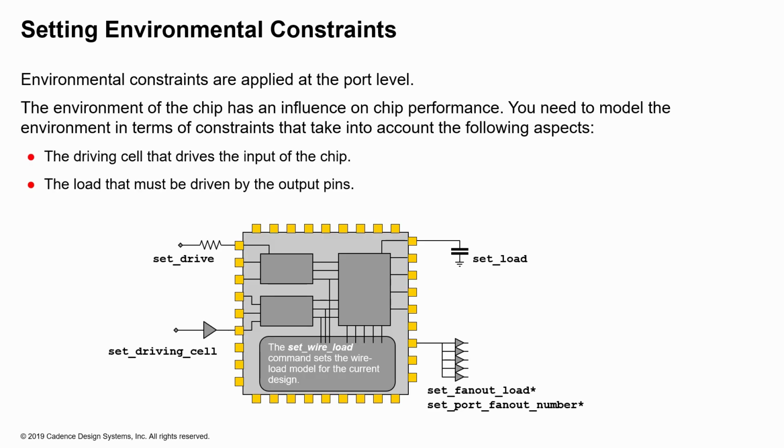The environmental constraints are typically applied at the port level. The environment of the chip obviously has an influence on your chip performance, and you need to model the environment in terms of the constraints. Basically a driving cell is something that drives the input of the chip, and the load is what must be driven by the output pins. So both of these must be accounted for when you're designing your chip: how much load can it drive, and what is the driving cell that is driving your input pins. Both must be specified for your design to work properly.